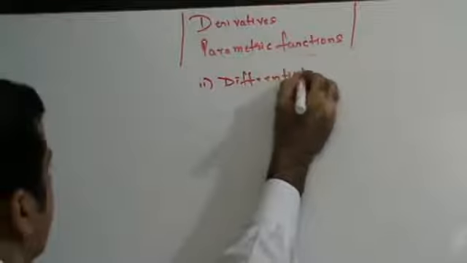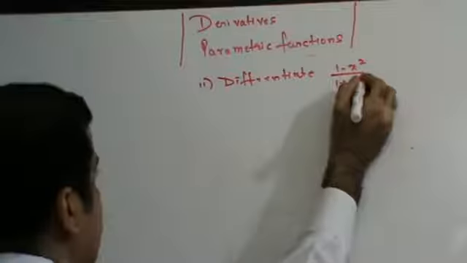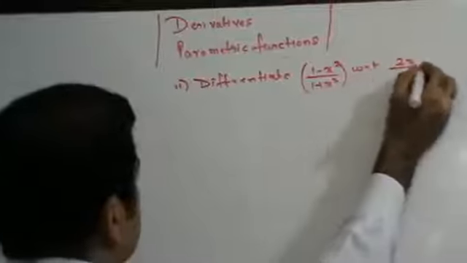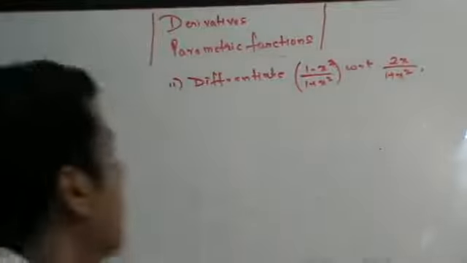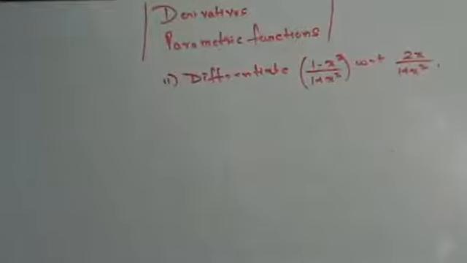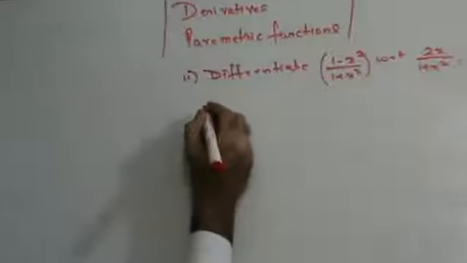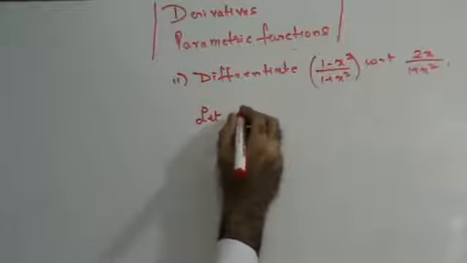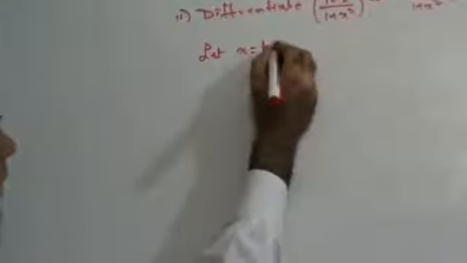Differentiate (1 minus x square upon 1 plus x square) with respect to (2x upon 1 plus x square), right? First thing that you need to do is think which formulas are in this format. The submultiple formulas are in this format and the multiple submultiple formulas are in this format. So you would say let x be equal to tan theta.